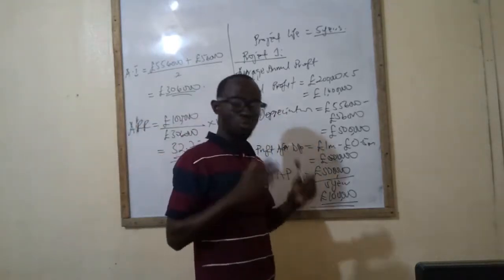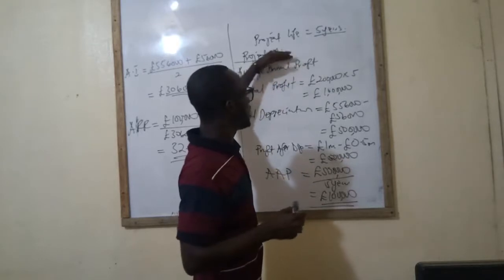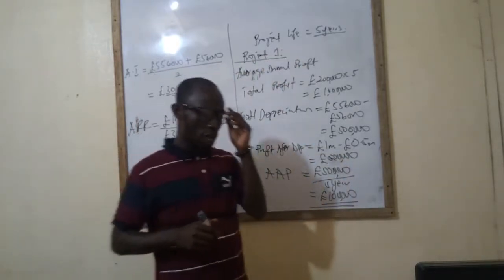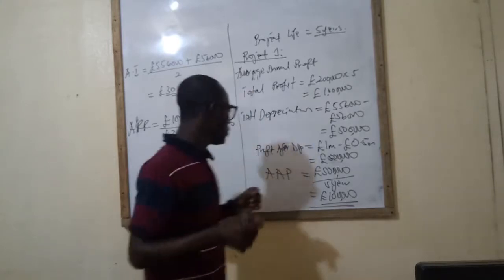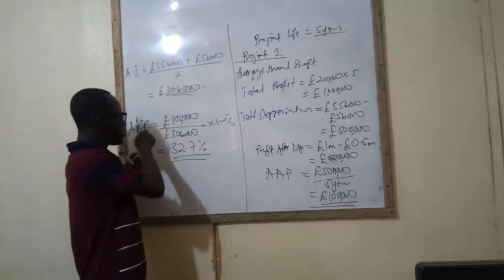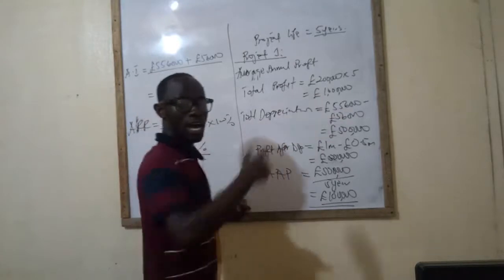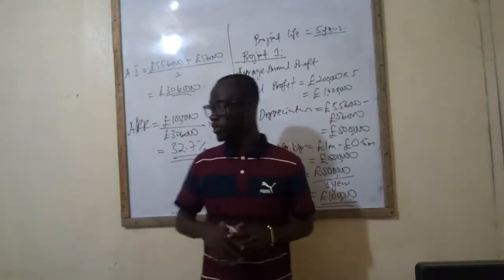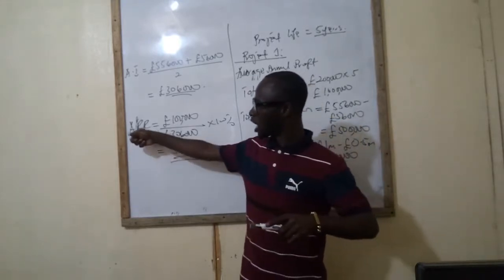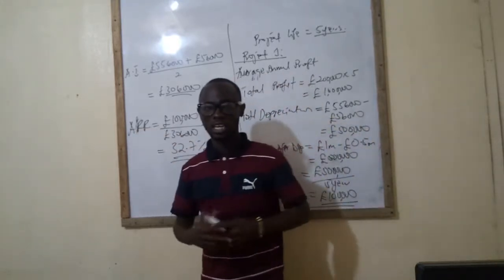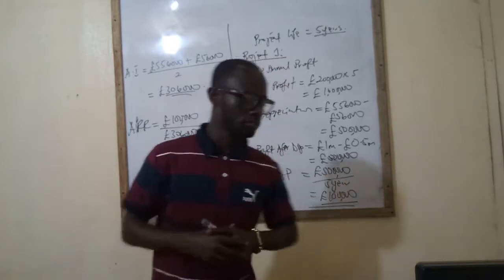So in relation to project 1, what we are seeing here is that we are told that the cost of capital of the business is 15%. So assuming it was this project, you could see that the accounting rate of return is way bigger than the company's cost of capital. So this very project will be accepted. Why? Because the accounting rate of return is greater than the cost of capital of the company.